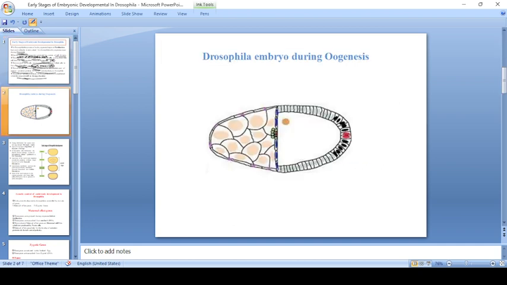Here is the diagram of the Drosophila egg chamber during oogenesis. See here, this complete white portion is the oocyte, and these cells are nurse cells, and this layer of cells is the ovarian follicle cells. This complete structure, the nurse cells and oocyte covered by ovarian follicle cells, is called the egg chamber. Is it clear?